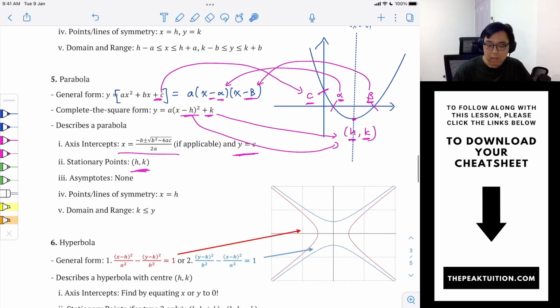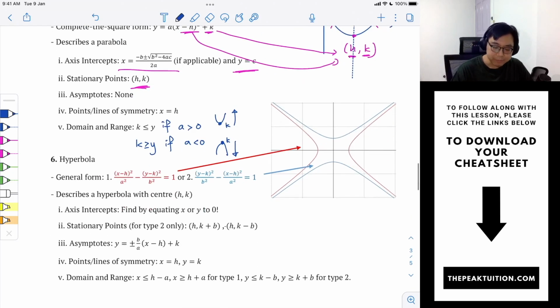Alright, for domain and range, the domain is all real numbers and the range is anything above k or below k. Here I actually didn't specify properly, but if a is more than 0, then y is more than or equal to k, and if a is less than 0, then y is less than or equal to k. So basically, if it's a happy face, then this is k and your y value can take anything above. If it's a sad face, then this is your k and your y value can take anything below. That's basically all.